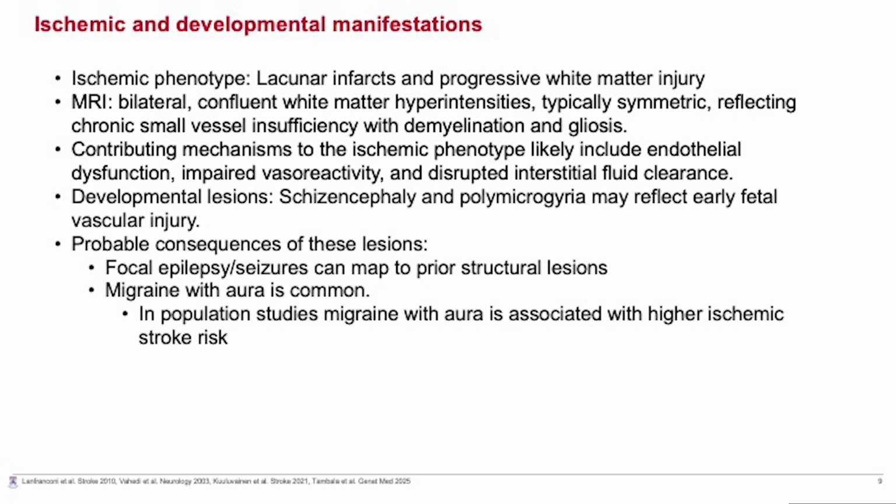is a risk factor for ischemic stroke. And so there is some relationship between migraine with aura and vascular dysfunction. And so I think that is probably why migraine with aura is more common in COL4A1 patients.